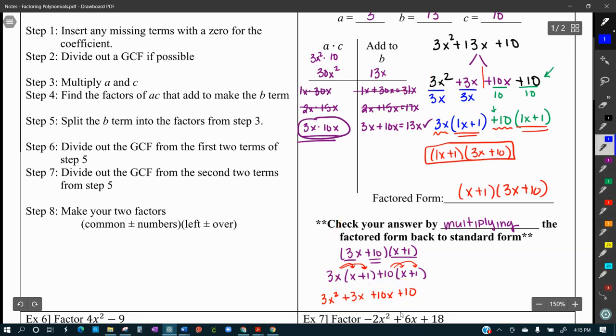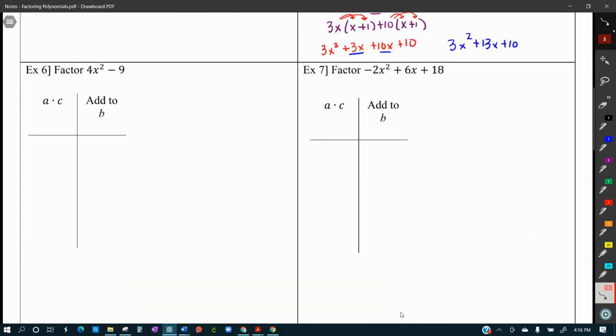Okay, now let's combine like terms. 3x and 10x combine up to make 13x. And there we have it. So we have exactly what we started with in the beginning. So what factoring is, factoring is undoing all of this multiplication that you learned a while back. Let's do another one.